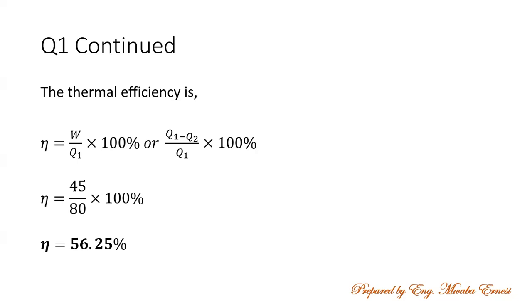So let's get then to efficiency. This is now 45 divided by 80 from your calculator. Whatever you get there, then times 100. So the answer now comes out as 56.25.